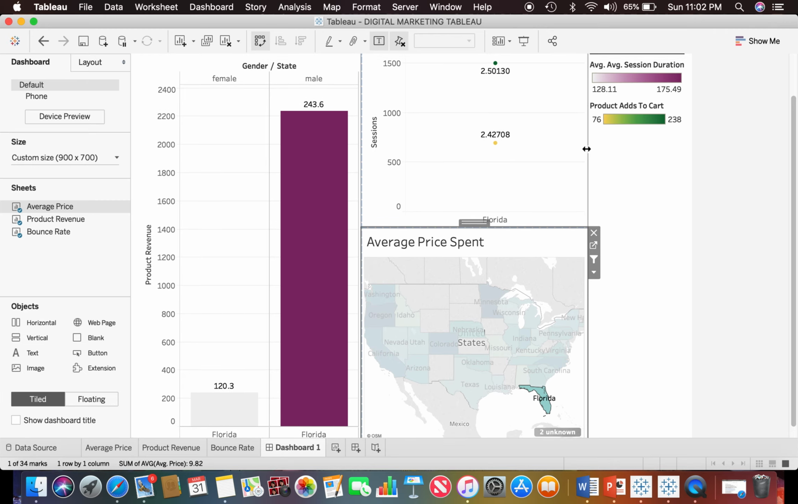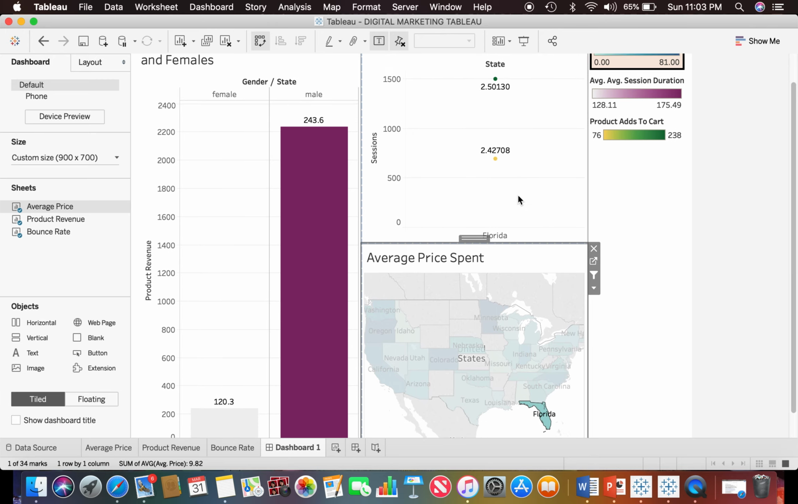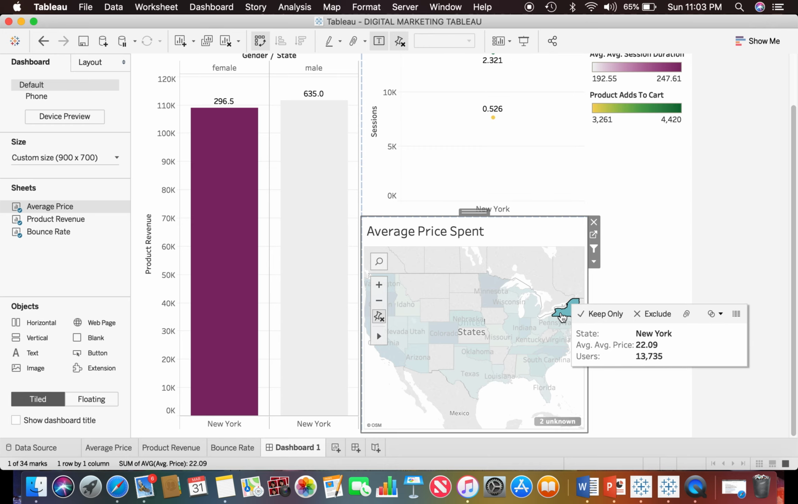Now, even though the number of sessions males have is a lot higher than females, their bounce rate is about the same. It's not too big of a difference, which is actually very interesting compared to the two other states that we already went over. Now, last but not least, we're going to go over New York.